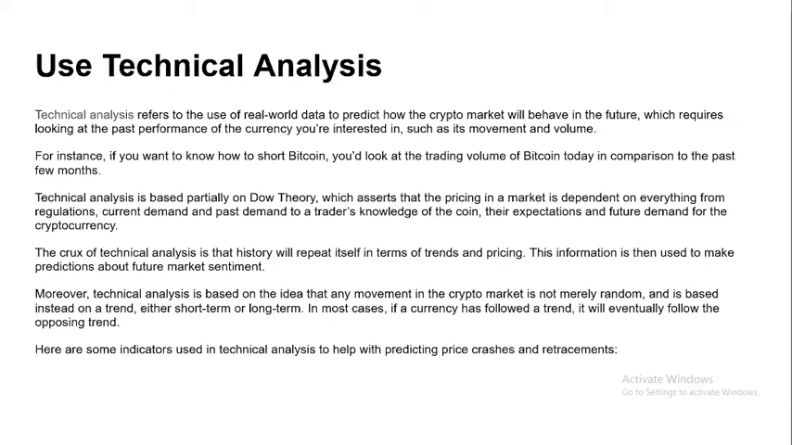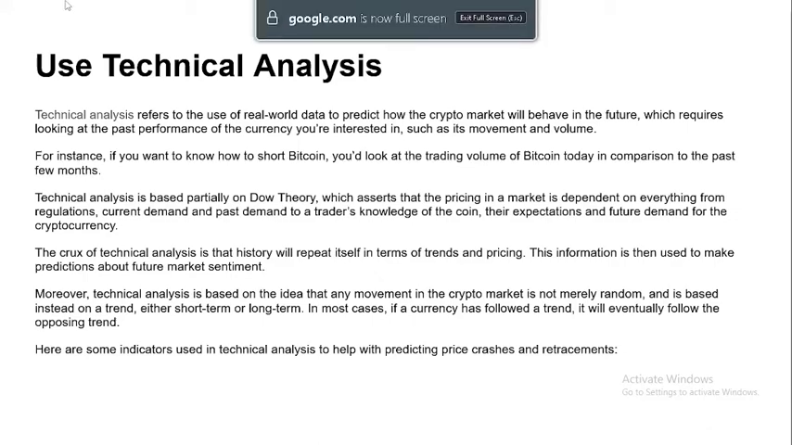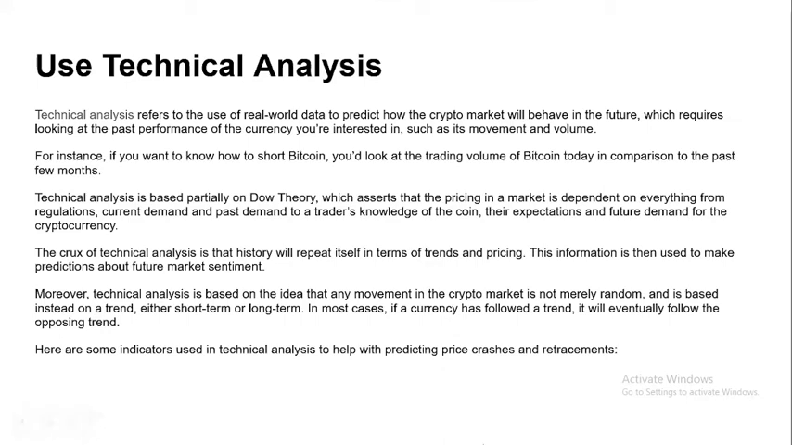Technical analysis is based partially on Dow theory, which asserts that the price in a market is dependent on everything from regulations, current demand, and past demand to a trader's knowledge of the coin, the expectation and future demand for the cryptocurrency. The crux of technical analysis is that history will repeat itself in terms of trends and pricing. This information is then used to make predictions about future market sentiment.